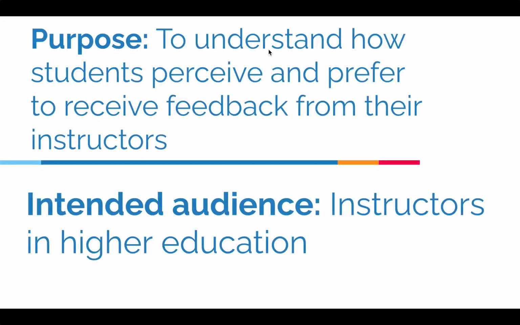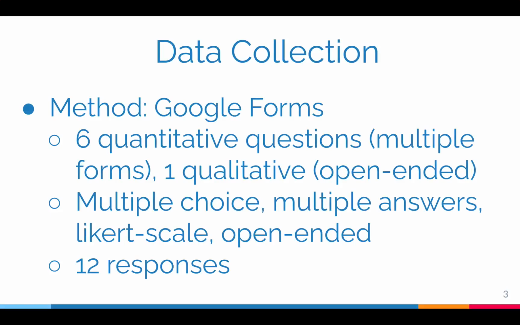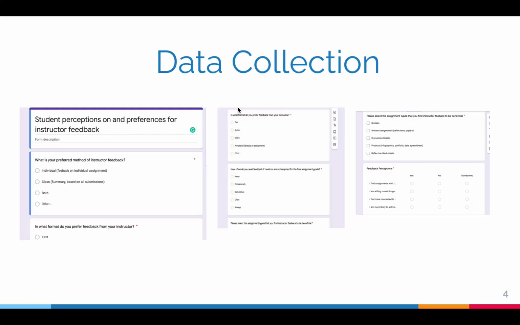So, the purpose here is to understand how students perceive and prefer to receive feedback from their instructors, and the intended audience is instructors in higher education. For my data collection, I used Google Forms, and the survey consisted of 6 quantitative questions of multiple forms and 1 open-ended qualitative question. The quantitative questions were multiple choice, multiple answers, Likert scale, and then again the qualitative question was open-ended. I received 12 responses on this survey. So here's an example of the survey that was sent out.